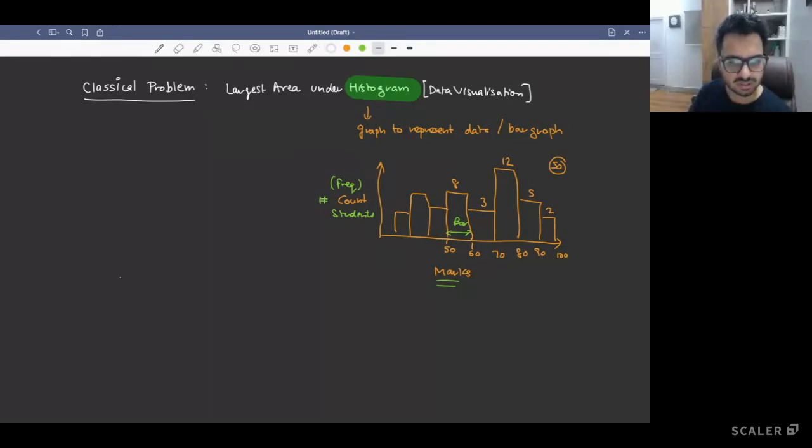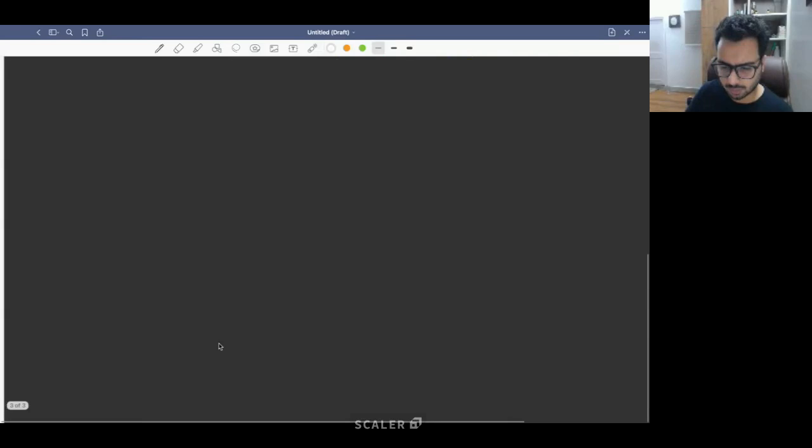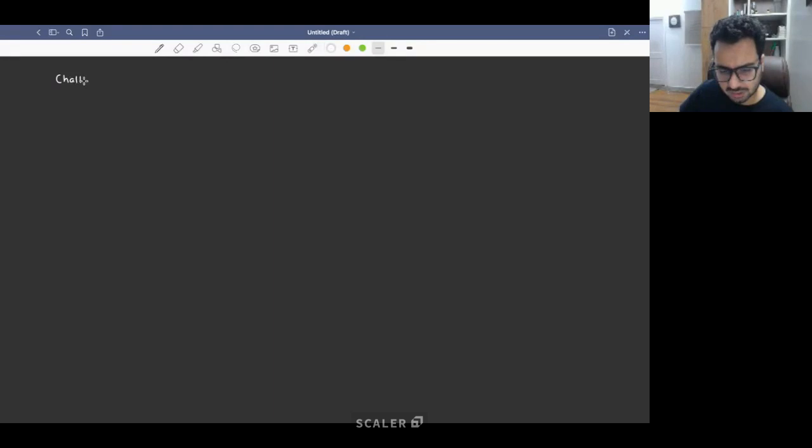So what is given to us? We are given an array that represents the histogram. Basically, we are given this array that contains these numbers, and we can assume that each bar is of 1 unit length. So let me show you one example. Let's solve this challenge, largest area under histogram.